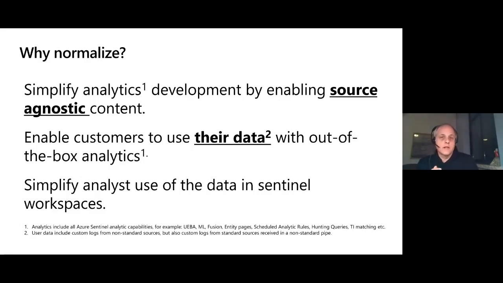Using normalization enables developing source-agnostic content, so one rule that works across every source. We'll see a few examples of that later on. It accelerates your ability to create analytics on top of Sentinel. It helps us provide you with out-of-the-box analytics in a scalable manner. And we already start to see that when we write a rule now, it covers dozens and dozens of sources. You get a lot more value already today from Sentinel because we started using ASIM.